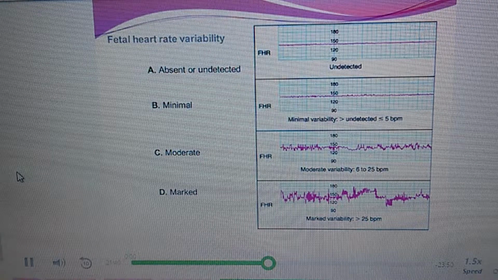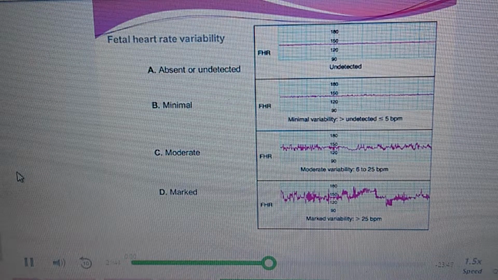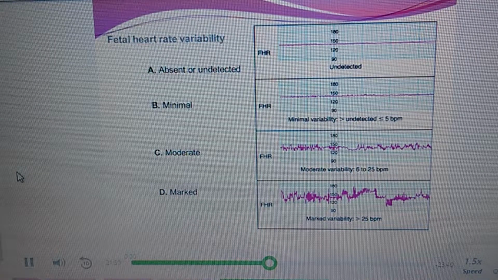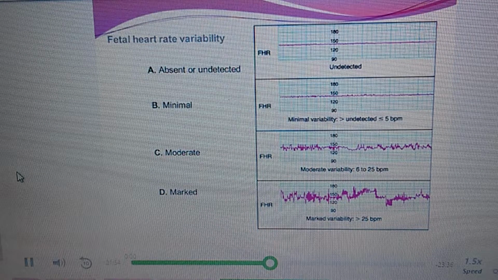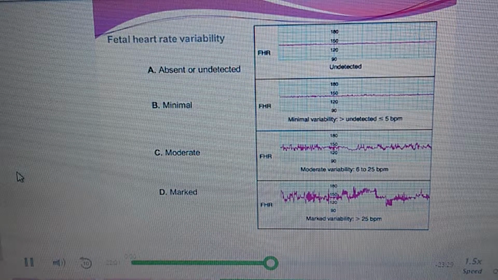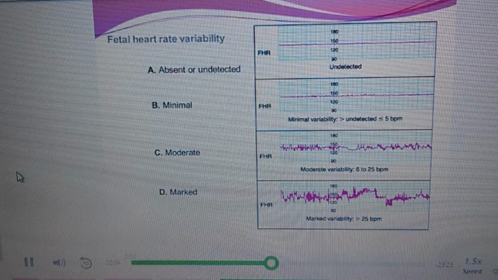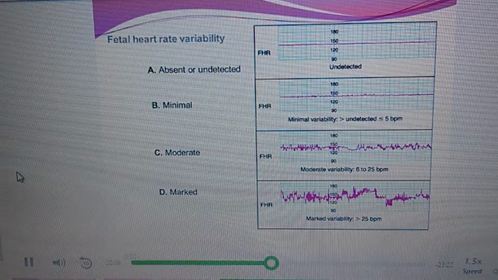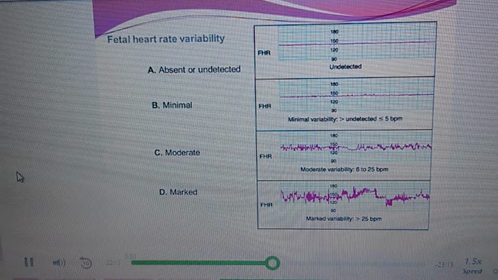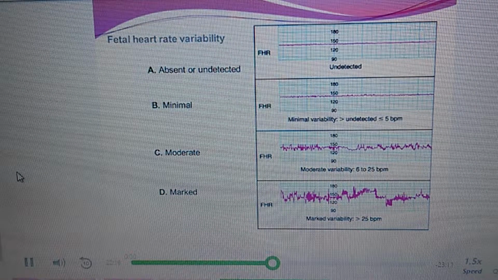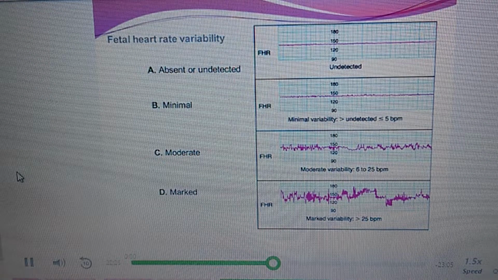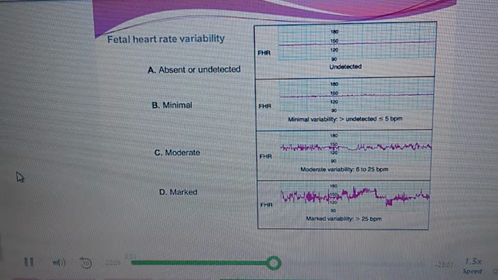Marked variability is greater than 25. So you have a baby who is having an increase in variability. Sometimes this can be a baby that's suffering as well, or a baby that's compromised. This can come sometimes when you have a cord prolapse or you have a cord that's being squeezed. This can also result when you have a mom who's hypotensive or the placenta is separating from the uterus. So this is marked as something that we watch very closely as well, and we do further assessments to make sure that we are taking care of this baby in the proper manner.